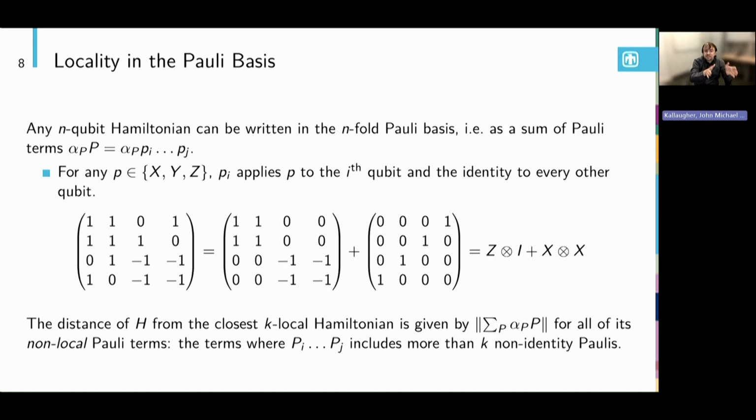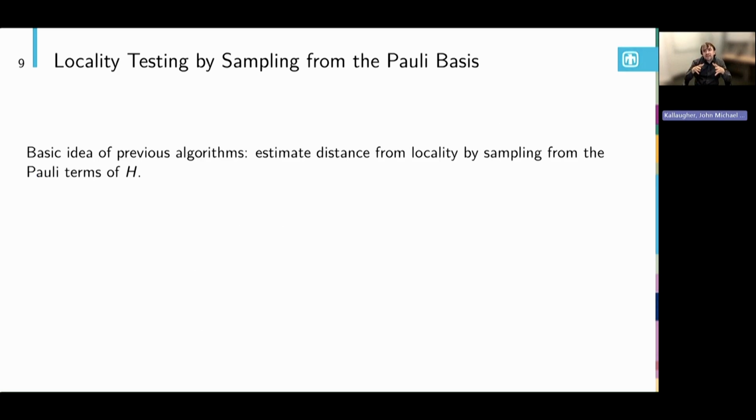And that means, as it turns out, that you can write down the smallest distance from H to a local Hamiltonian: the closest local Hamiltonian to H will be the Hamiltonian that consists of all of the local terms in the Pauli expansion of H. And so the distance of H from that closest local Hamiltonian is just the size of the sum of all of the non-local Paulis in the Pauli expansion of H. And so you can estimate this distance from locality if you're able to figure out a way to sample from this Pauli spectrum of H, and thereby estimate the amount of mass on the non-local Pauli terms in the expansion of H. So how can you do this?